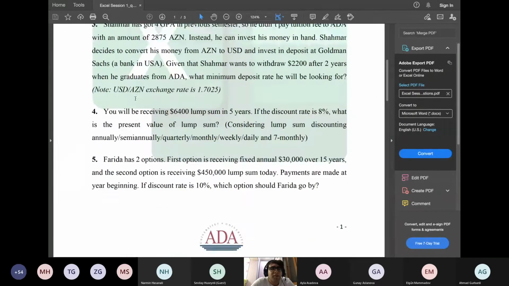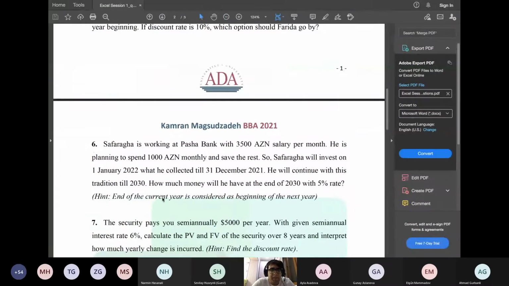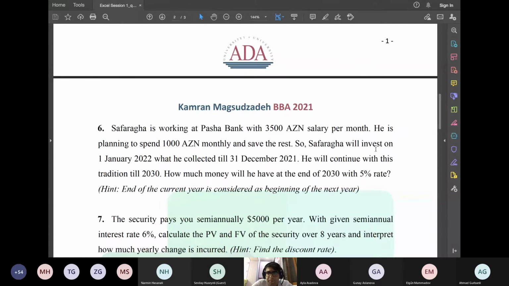Sixth question. I chose some of your names as an example. Safar is working at Pasha Bank with a 3,500 AZN salary per month. He is planning to spend 1,000 AZN monthly and save the rest. So Safar will invest on 1 January 2022 what he collected till 31 December 2021. He will continue with this tradition till 2030. How much money will he have at the end of 2030 with a 5% interest rate?